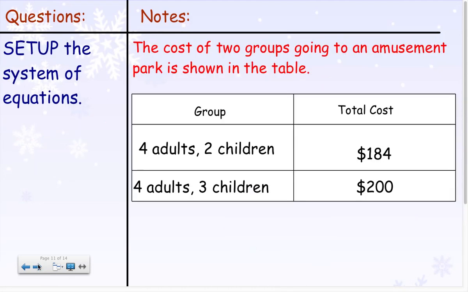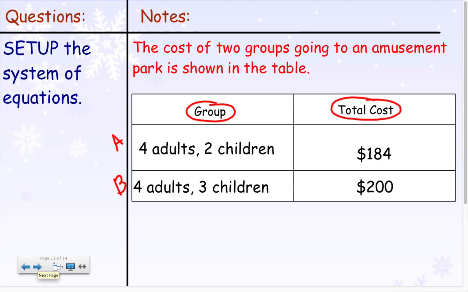Alright, the directions for this problem say set up the system of equations. So it does not say solve, it just says set up. So the cost of 2 groups going to an amusement park is shown in the table. So we have our 2 groups that are going. We'll say Group A and Group B. Group A has 4 adults and 2 children going, which is going to cost them $184. Group B has 4 adults, 3 children going, which is going to cost them $200.